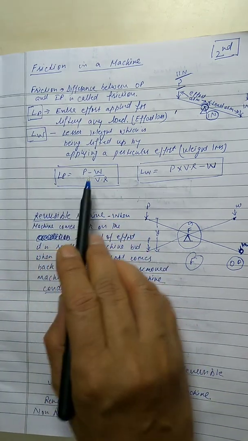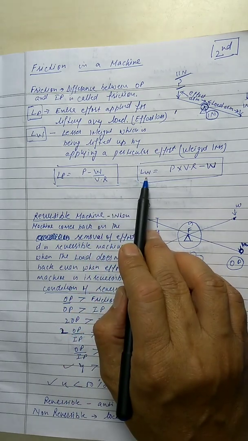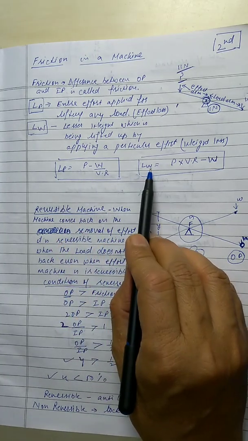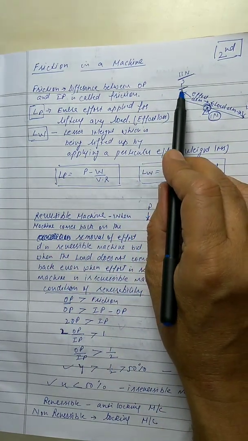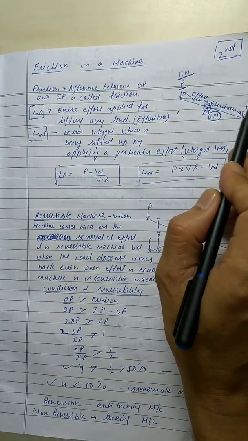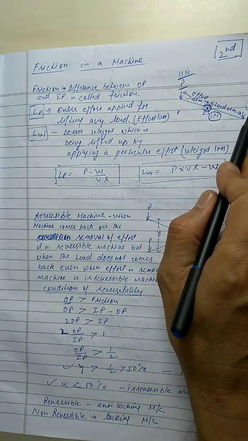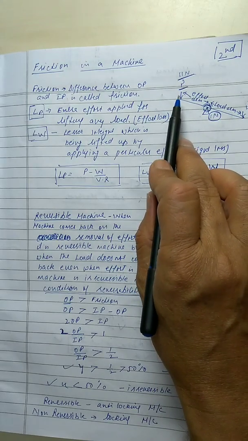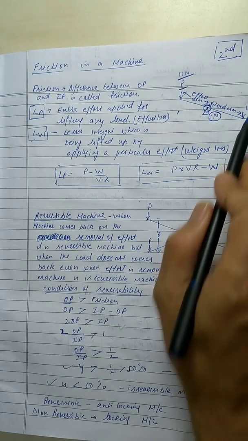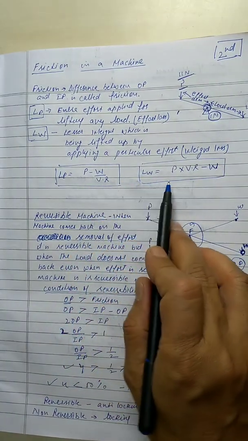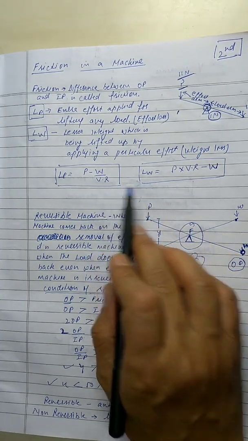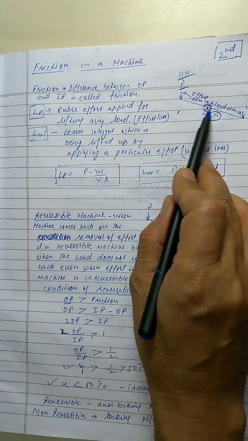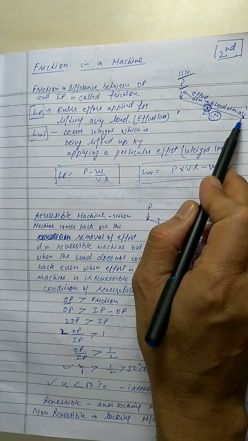LP is equal to P minus W upon VR, and LW is equal to P into VR minus W. These are the two formulas: one for effort loss, one for weight loss. Here, one is one more than this, and this is one less than this. So if you calculate the effort loss and weight loss for any machine, the answer comes out about the same. The answers of both LP and LW will be the same, but they are two different ways to explain friction in simple lifting machines. This distance is known as the effort arm, and this distance is known as the weight arm.